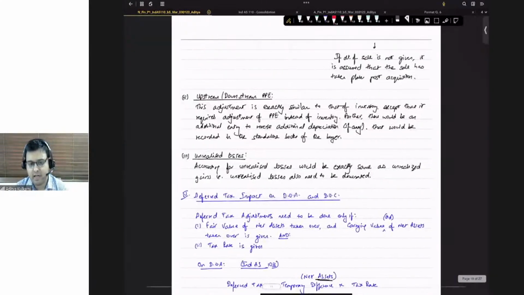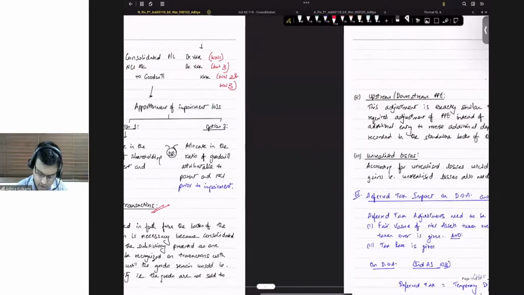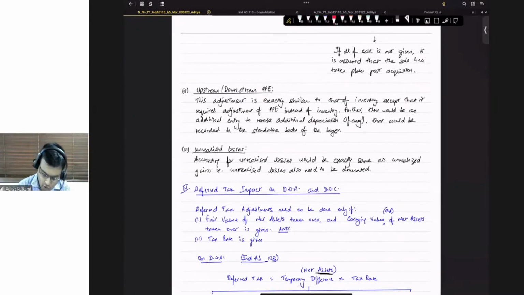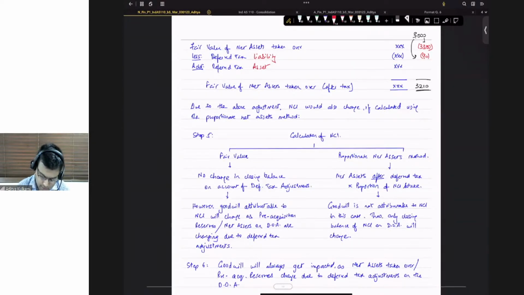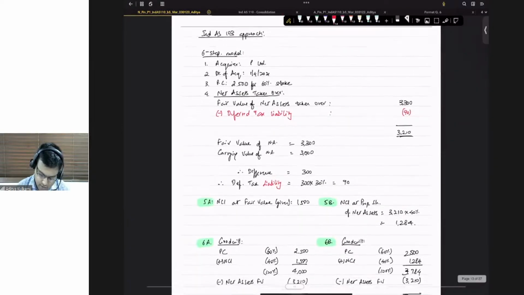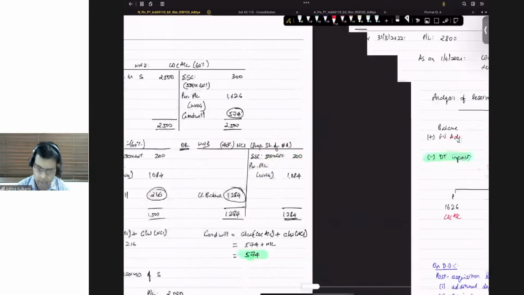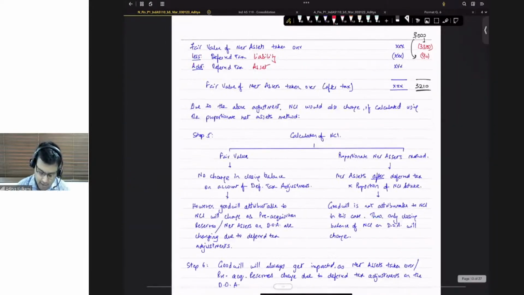You have done this in your intermediate, upstream, downstream, these adjustments. Don't read note number 4. It is something new. We will be doing that later on. So I want you to be doing till note number 3.